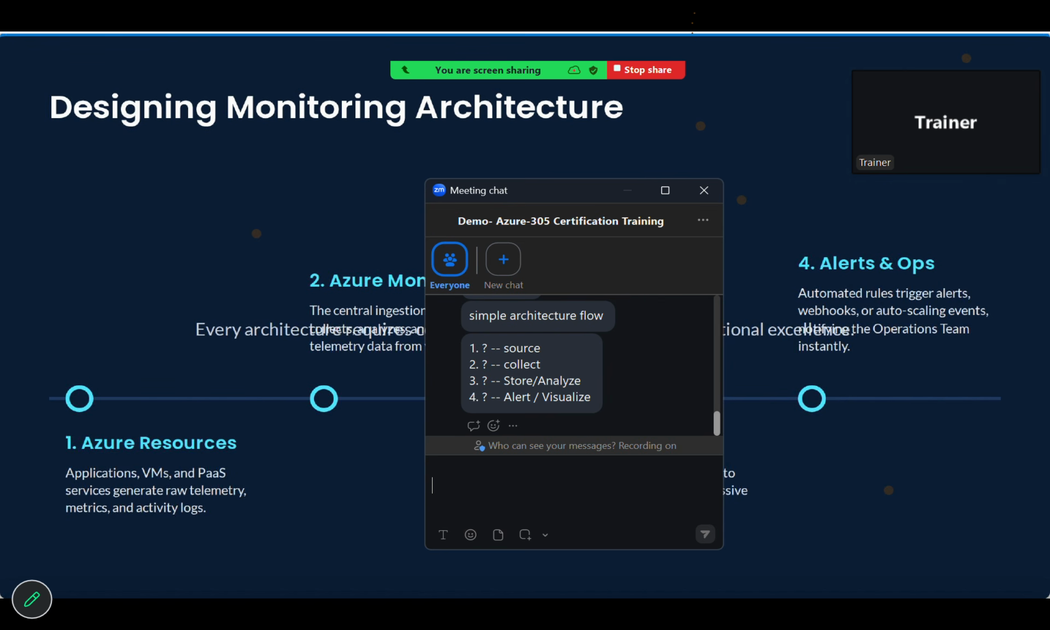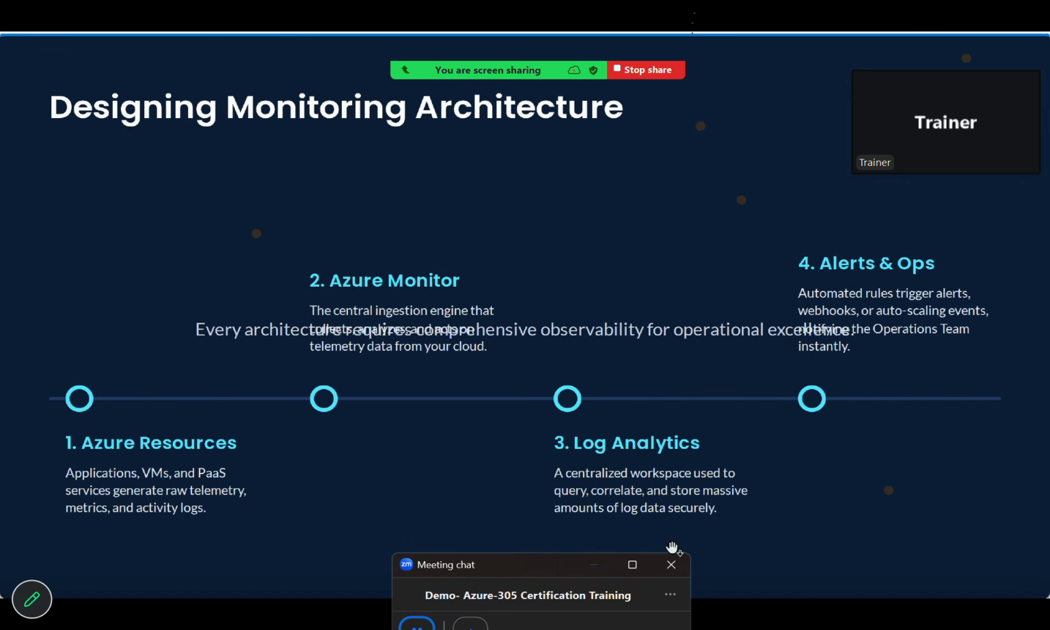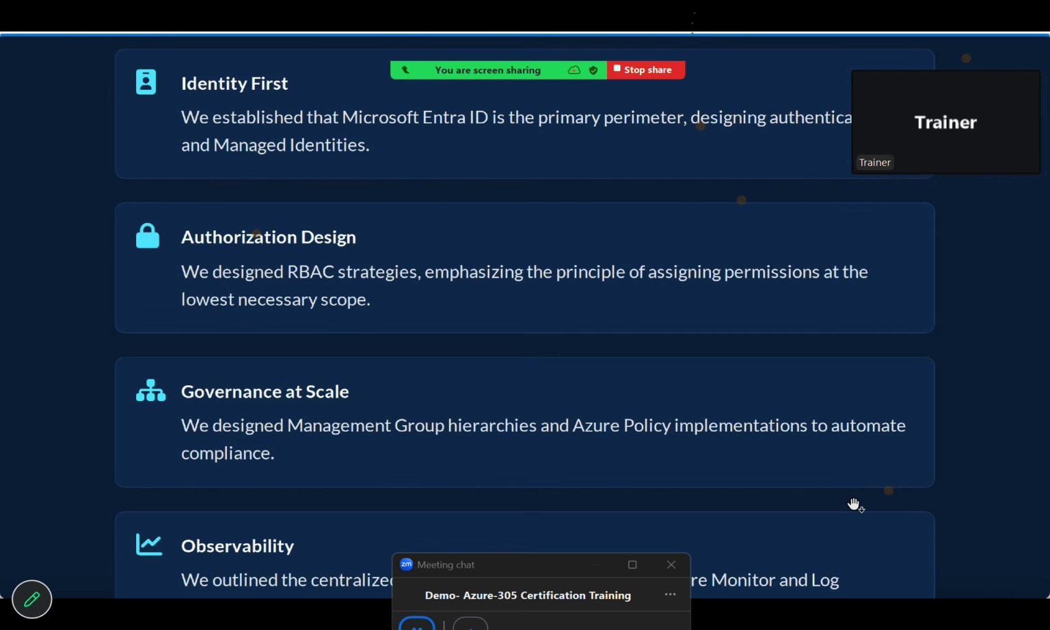So let's take a question. Suppose a company has a requirement to monitor all the resources centrally, so what will be the answer? The answer will be your Azure Monitor plus Log Analytics workspace.